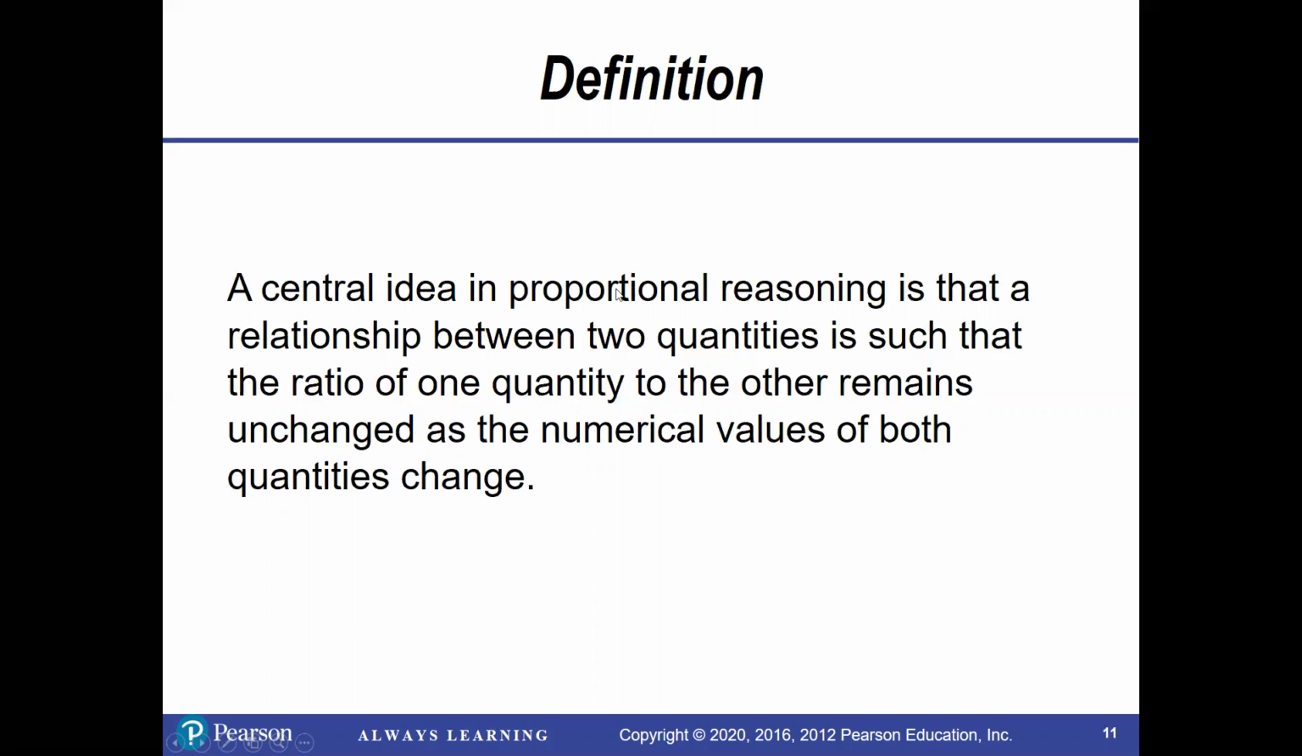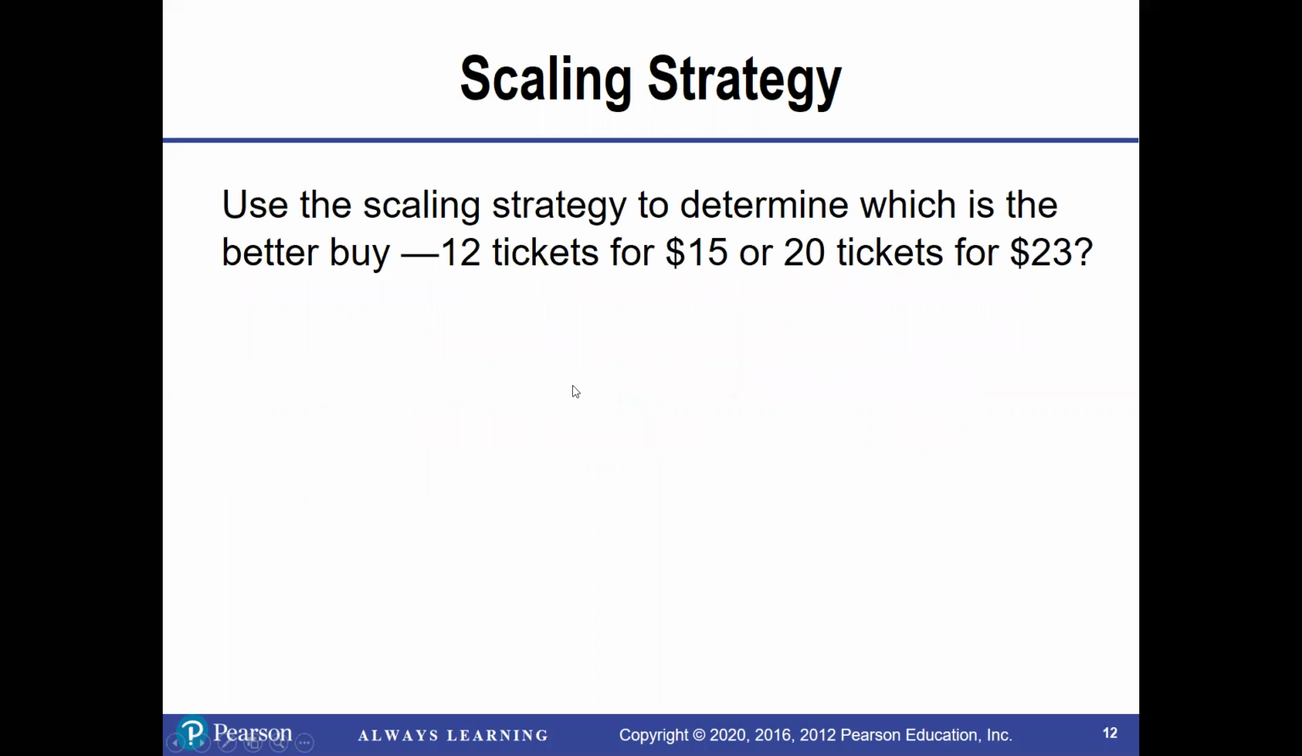It says the central idea of proportionality reasoning is such that the ratio between two quantities is such that the ratio of one quantity to the other remains unchanged. Okay, so the scaling strategy. This is really good for your kids, especially at the younger level. They can handle a lot of this. Use a scaling strategy to determine which is the better buy.